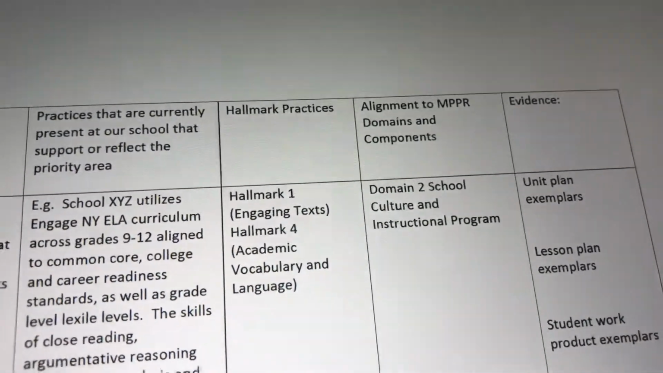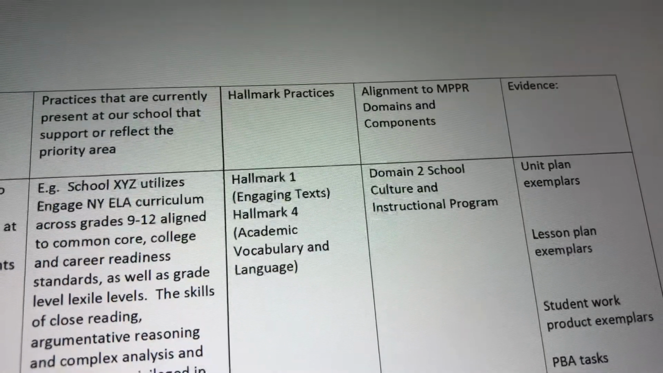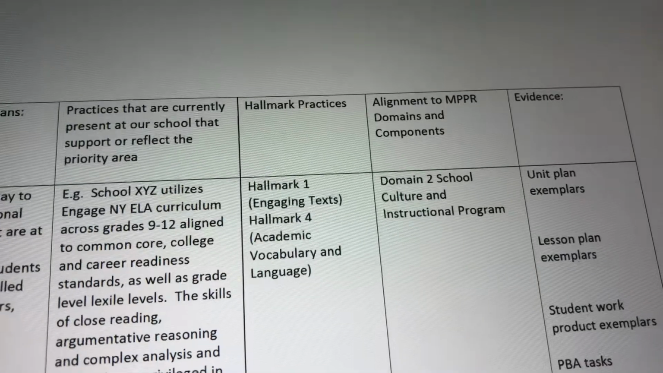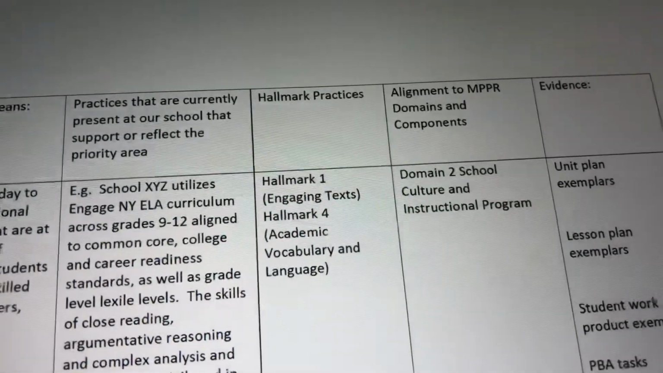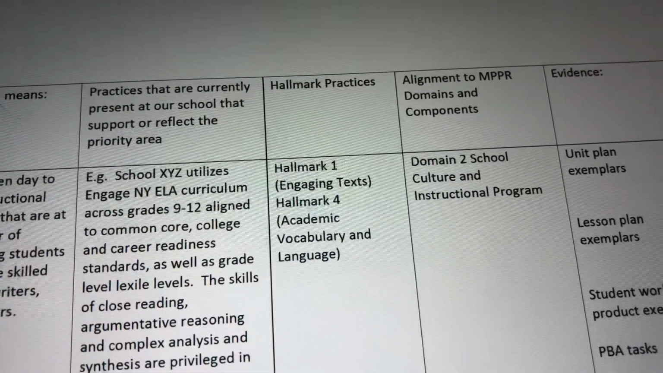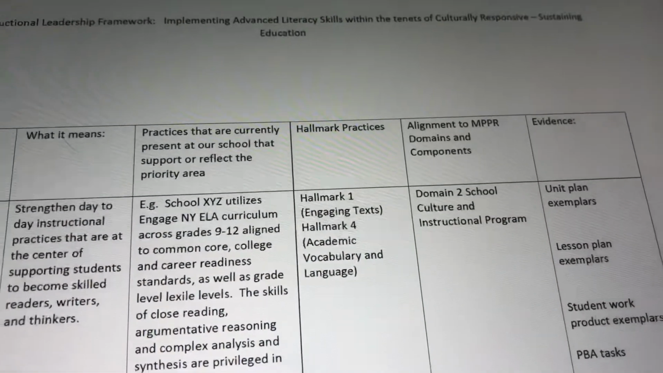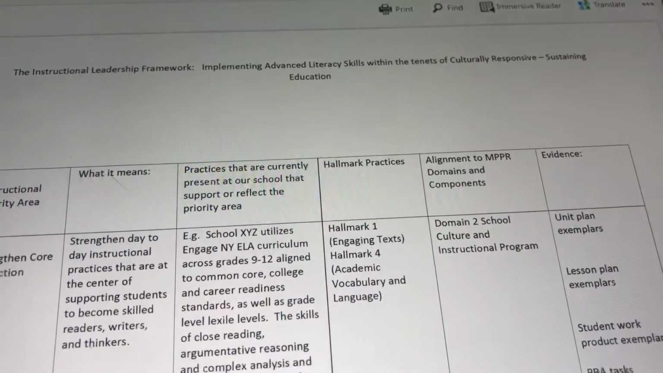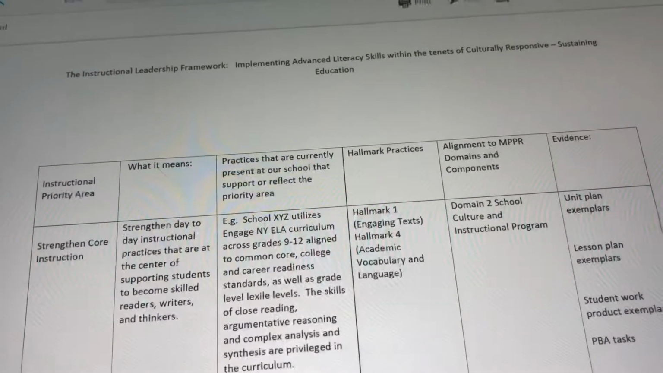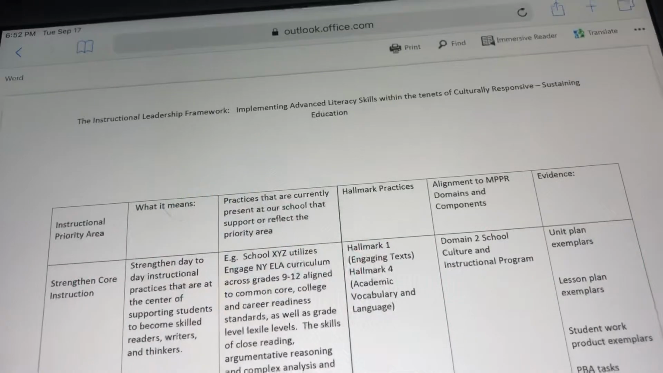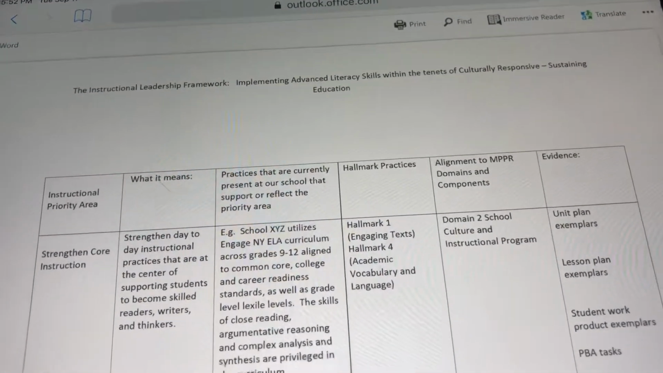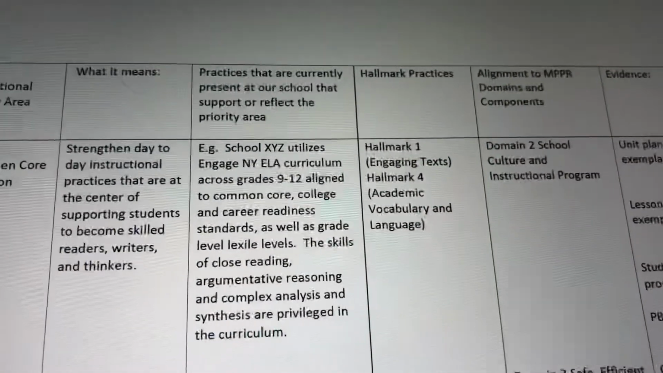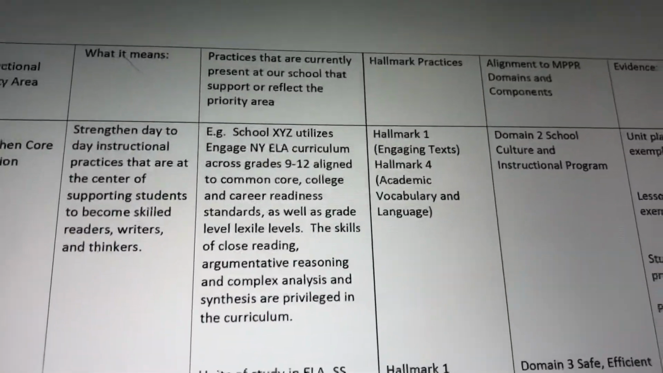You are a school leader. You're looking to be assessed and do well on that assessment. So, if your superintendent is coming to your school and you're looking to do well on the MPPR, on the domains and components, where does the Instructional Leadership Framework fit in with MPPR domains and components? Well, definitely it lives in Domain 2, School Culture and Instructional Program.